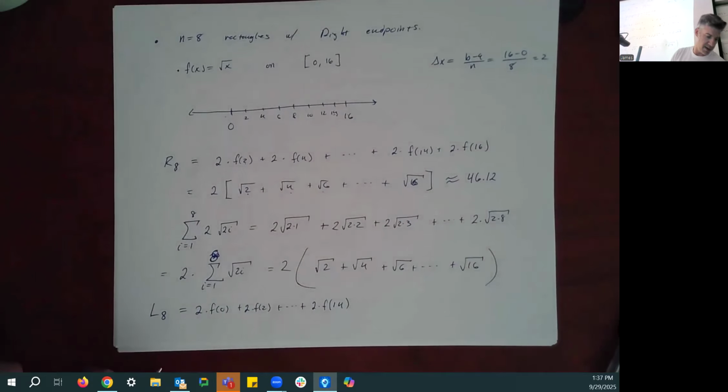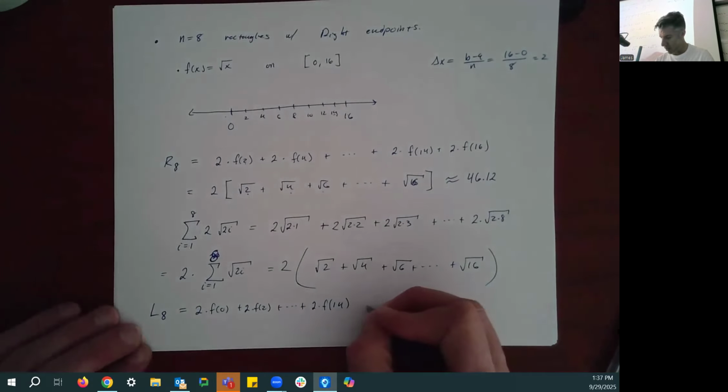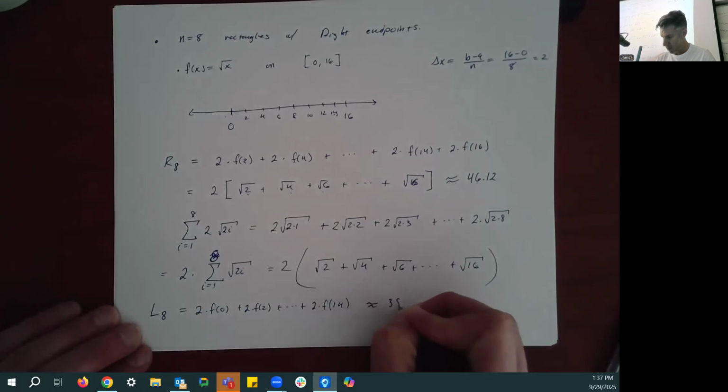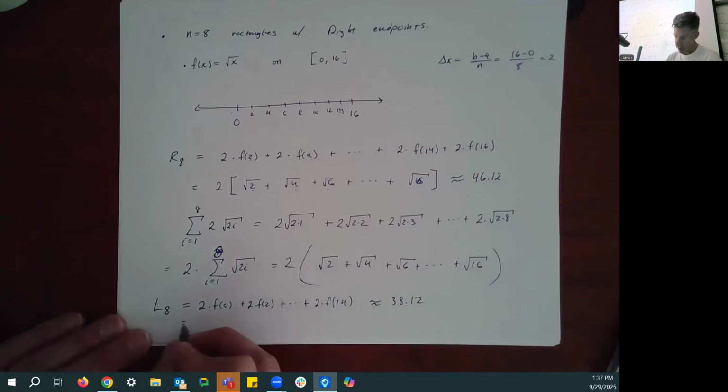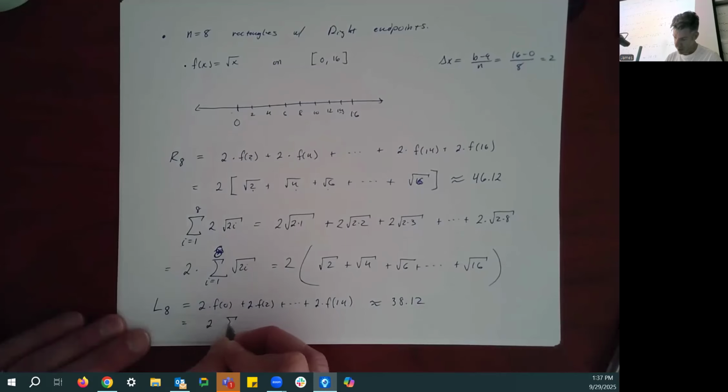And then, did I write it down? I did. That's going to be approximately 38.12. And I'll point out here, you could totally write this as 2 times the sum.